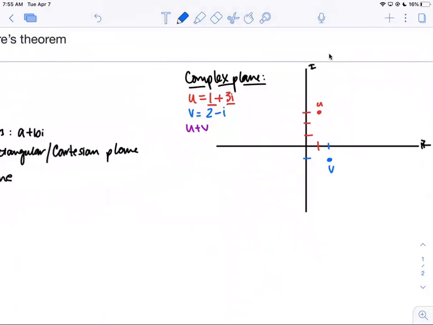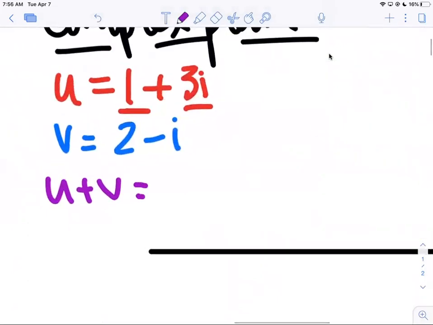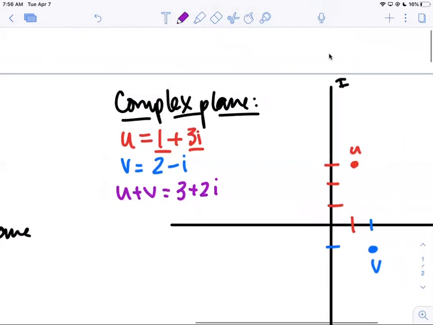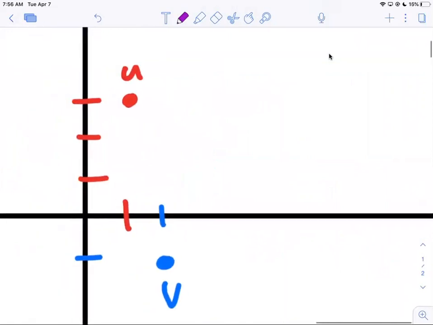In order to do u plus v, we need to figure out what u plus v is. We have to add those two together. When we add complex numbers, you add the real numbers and then you add the imaginary numbers. So 1 plus 2 is going to be 3. 3 plus negative 1 is plus 2i. So now I'm going to graph this point, 3 plus 2i. I'm going to go over 3 on my real number axis and up 2 on my imaginary axis, and that's the point u plus v.